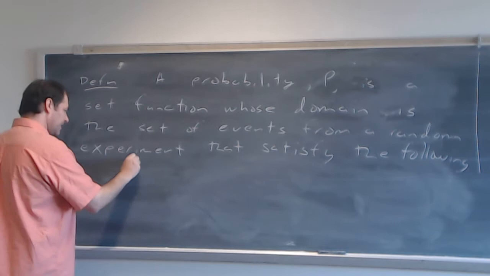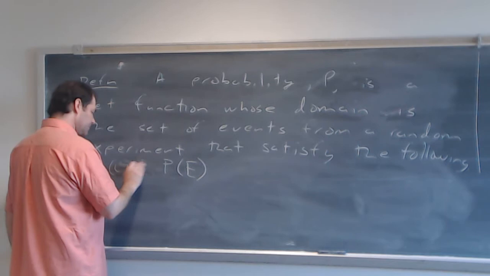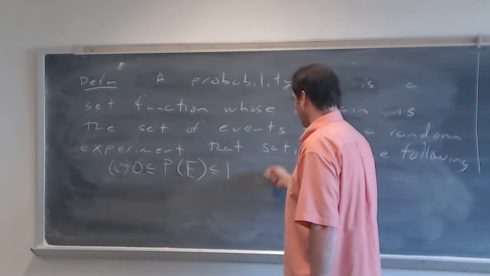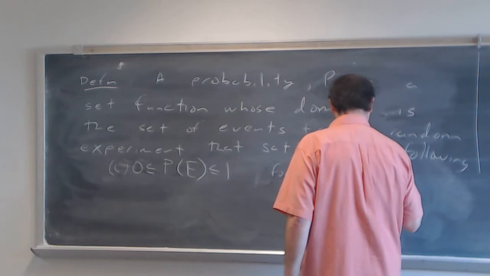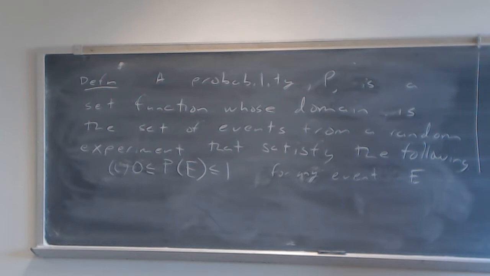The first thing is that the probability of an event is sandwiched in between 0 and 1, for all events E, any event. So a probability's outcome is a real number, and that real number is somewhere between 0 and 1. It could be 0 or it could be 1.